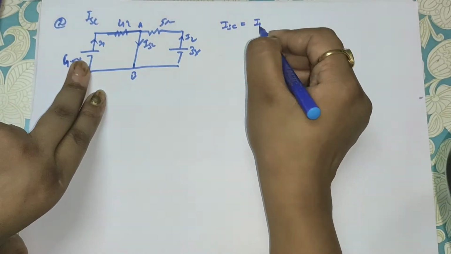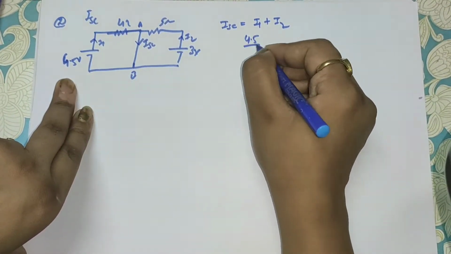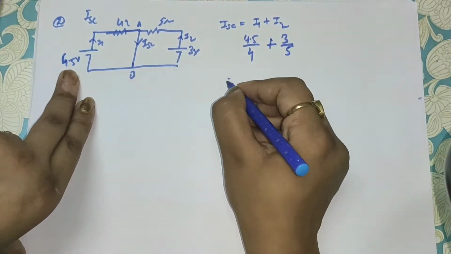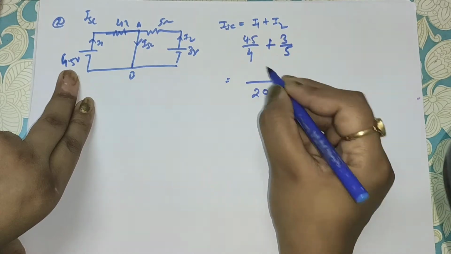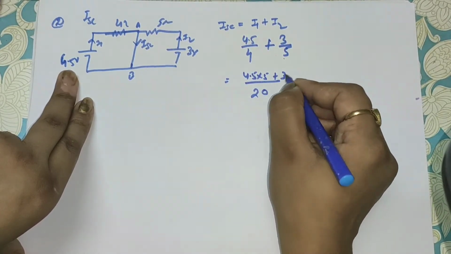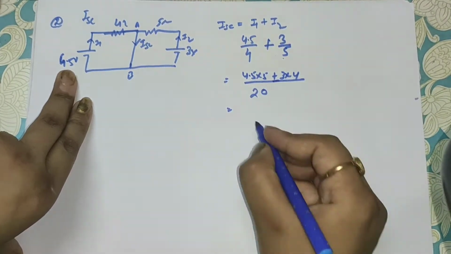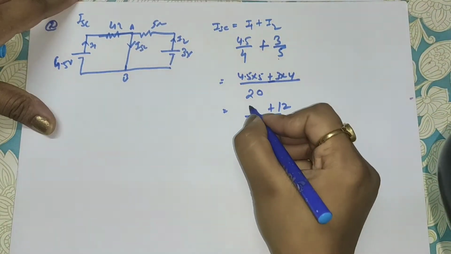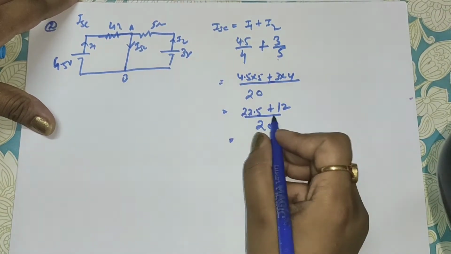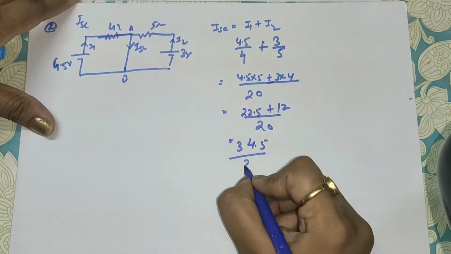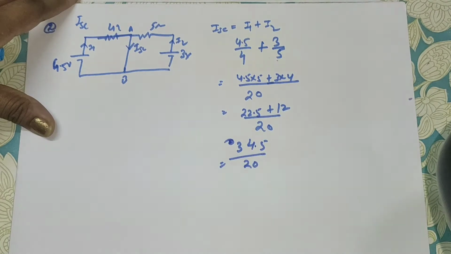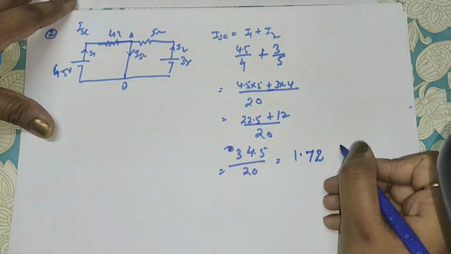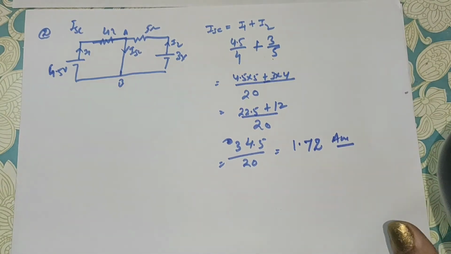So the current will flow like this. ISC will be I1 plus I2. So I1 is 4.5 upon 4 because V upon R, plus here 3 upon 5. You have to solve this, that is 20 in the denominator, and the numerator is 4.5 into 5 plus 3 into 4, that is 22.5 plus 12, that will be 34.5 upon 20. If you solve this, you can find that it is around 1.72 ampere. Okay, 1.72 ampere you will get.